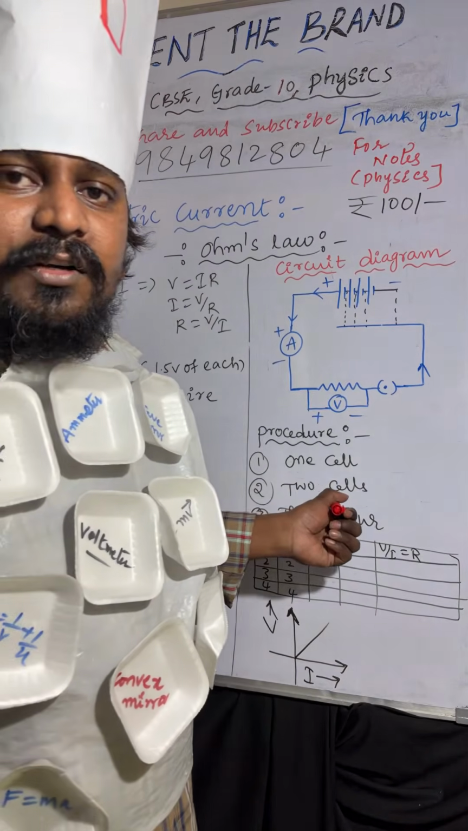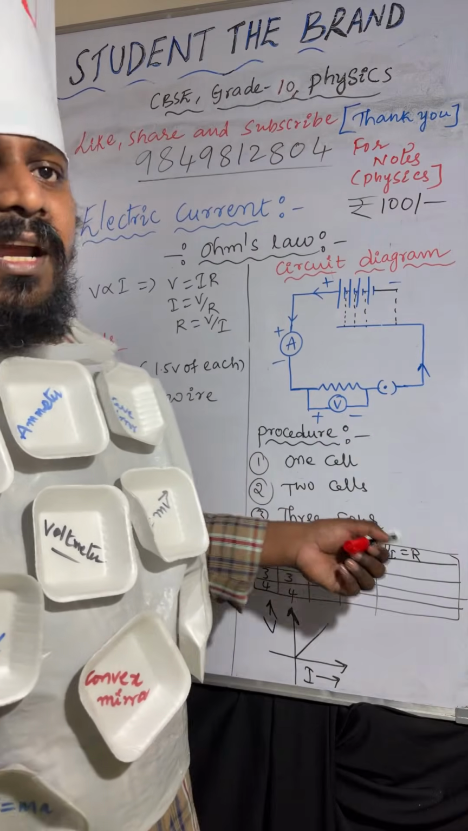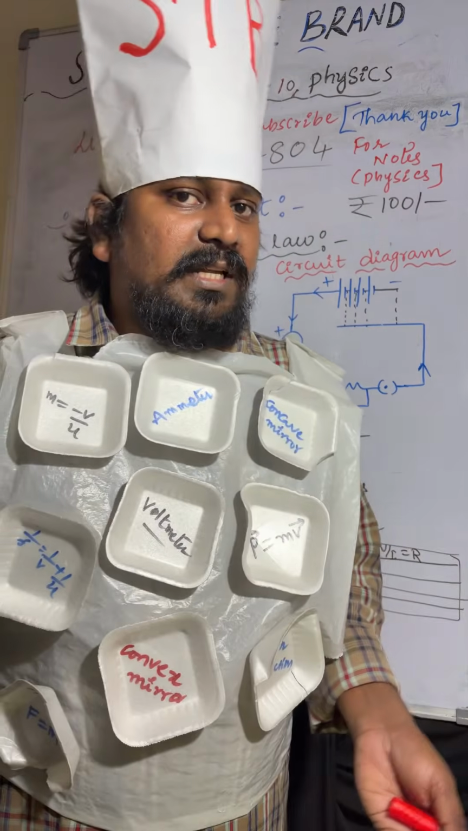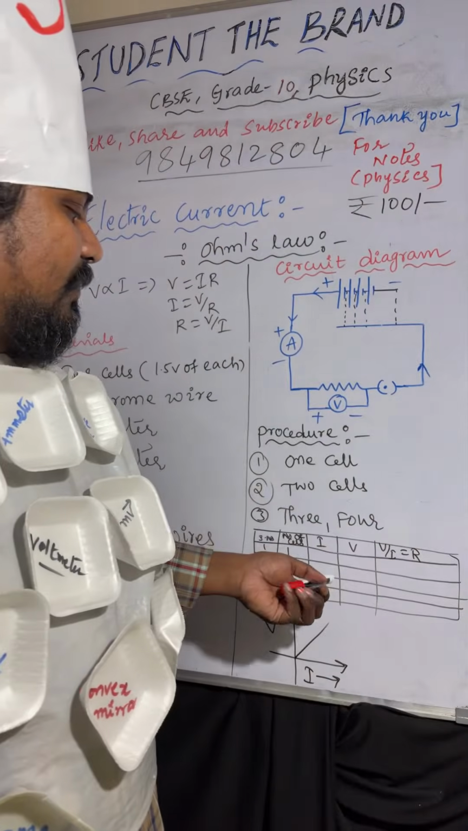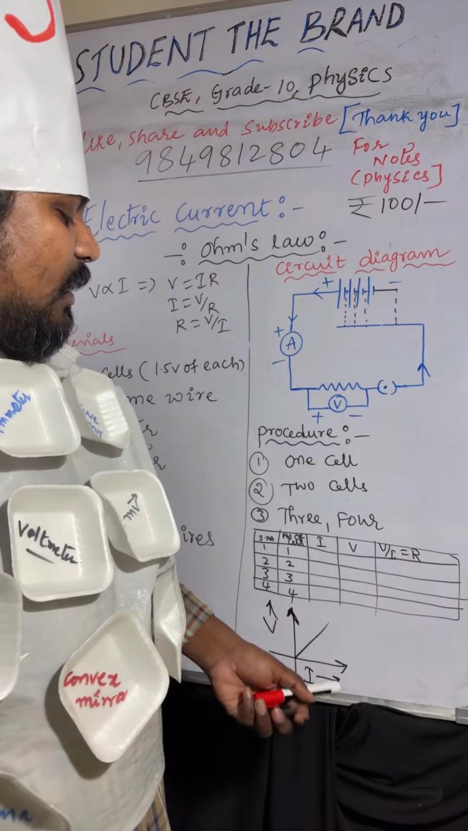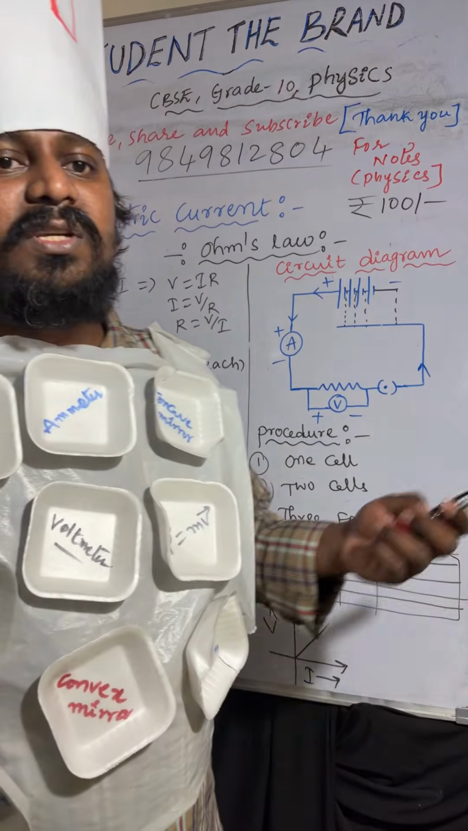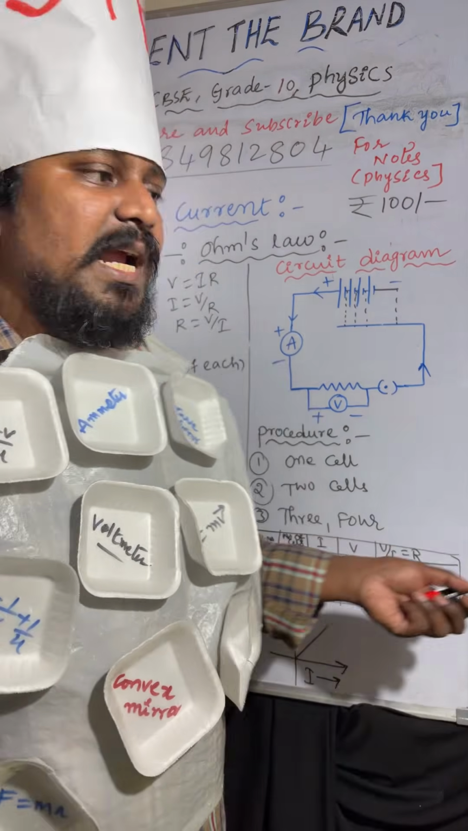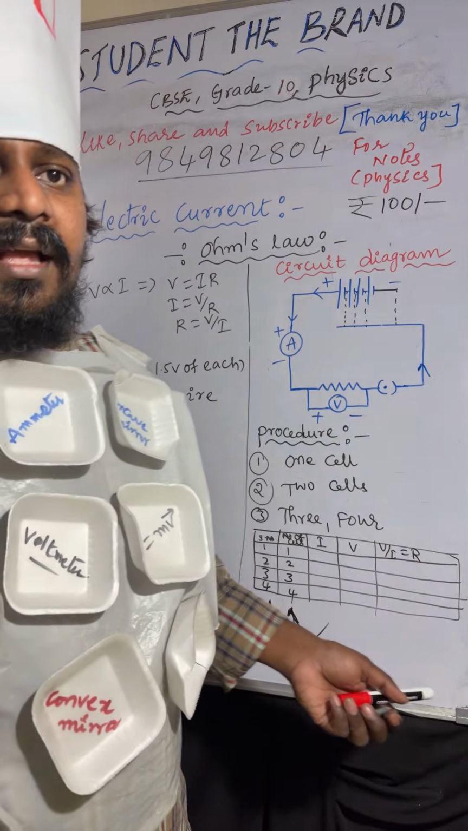Next you repeat for 2 cells and take readings for 3 and 4 cells, right? Then we observe all those readings, ammeter and voltmeter, and mention them in the tabular form. So the VI graph gives a straight line starting from the origin.